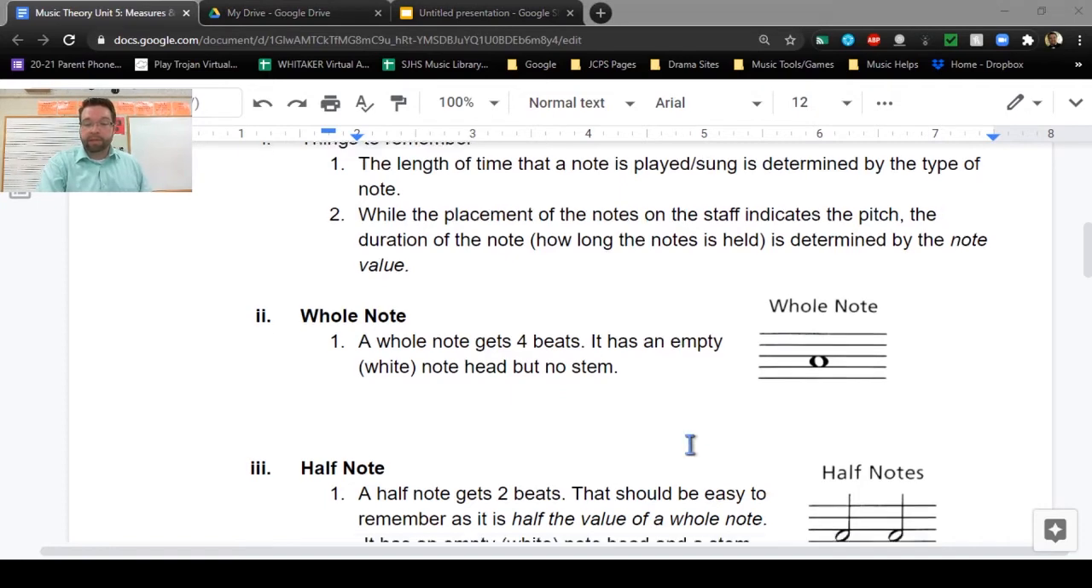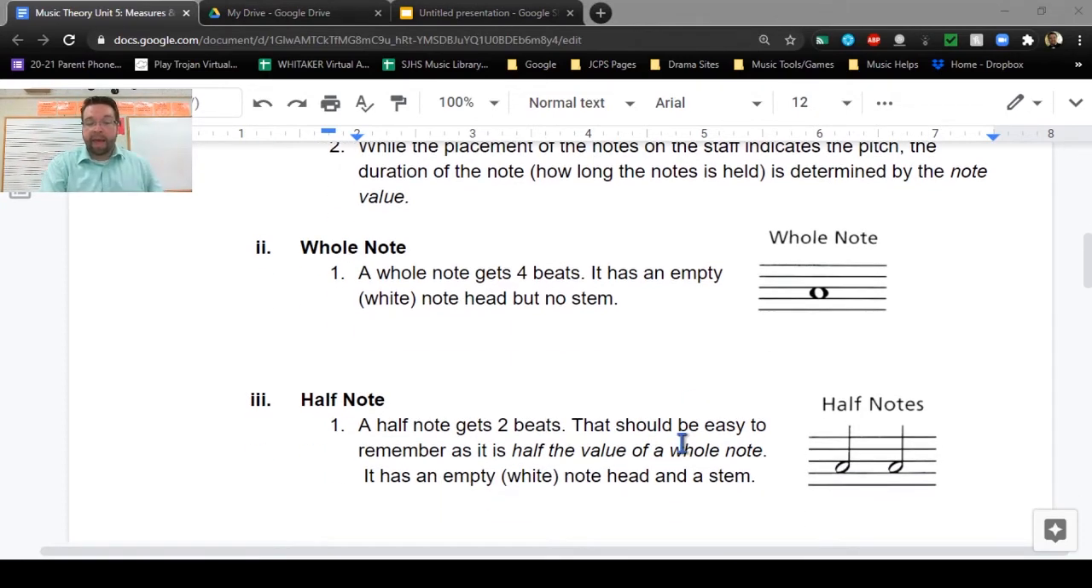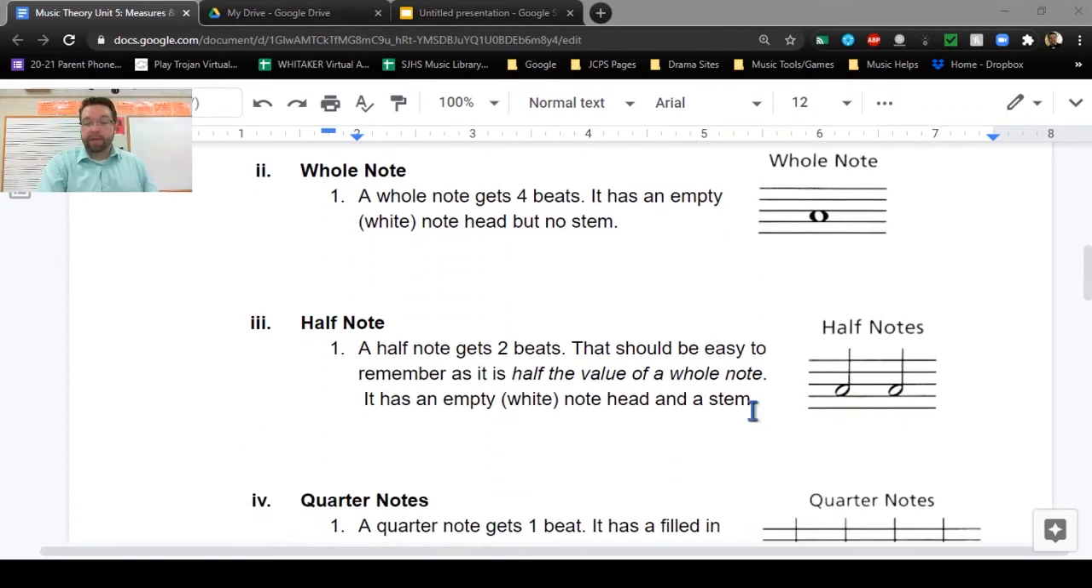Now, moving on to the next note, a half note. A half note gets 2 beats. That should be easy to remember, because if you think of math and fractions, half the value of a whole note is a half note. Each of these are divisions of a whole note overall. Okay?